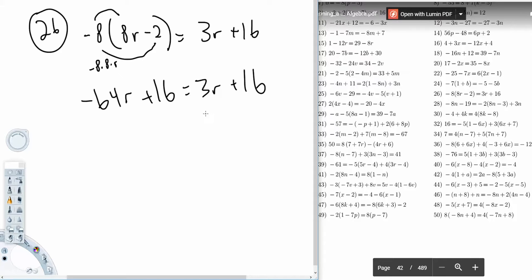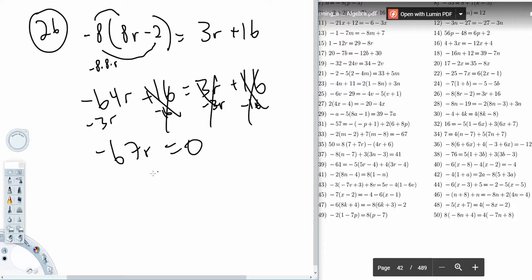Uh-oh. I can see a 0 coming soon. So we're going to get rid of this guy by doing minus 3r here and minus 3r here. This cancels out. This becomes minus 67r. And here we're going to do minus 16. This gives 0, this gives 0, this equals 0. So the answer is 0, right? Because if I divide both sides by negative 67, 0 of anything is 0. That's the answer.